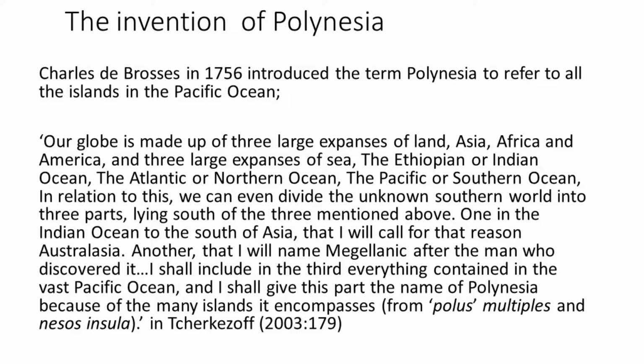So again, there is this, I will call, I will name. "Another that I will name Magellanic, after the man Magellan, who discovered it. I shall include in the 3rd everything contained in the vast Pacific Ocean, and I shall give this part the name of Polynesia, because of the many islands it encompasses, from Polis, multiple, and Nissos, Insula." So again, there were already people living there with names, but he just thought he would name it.